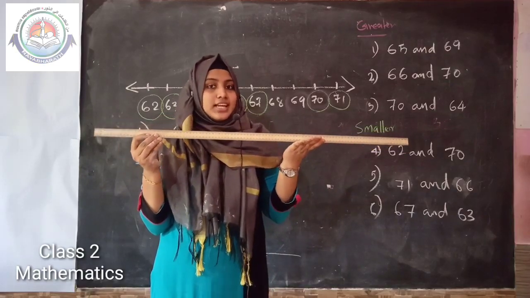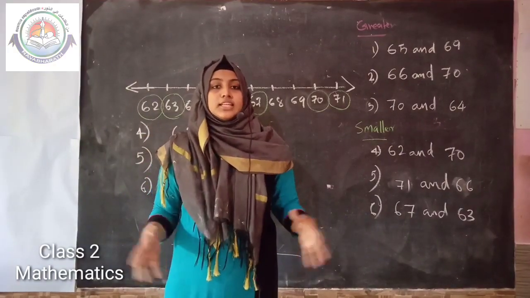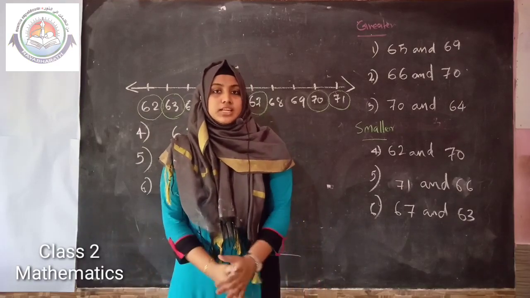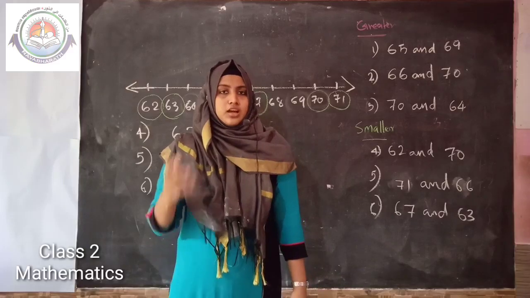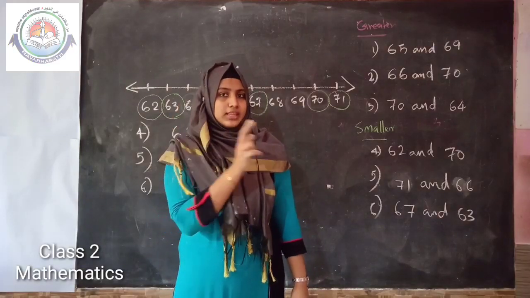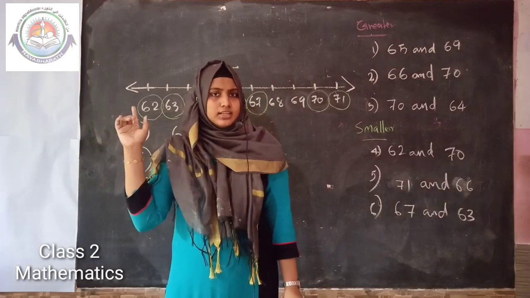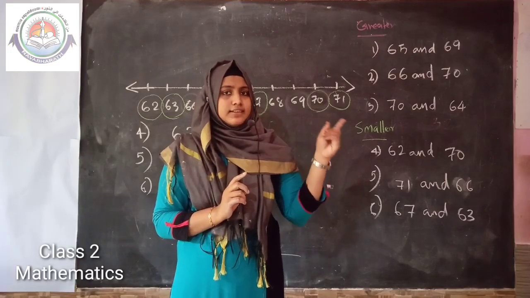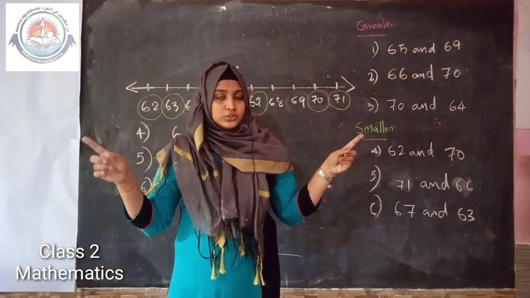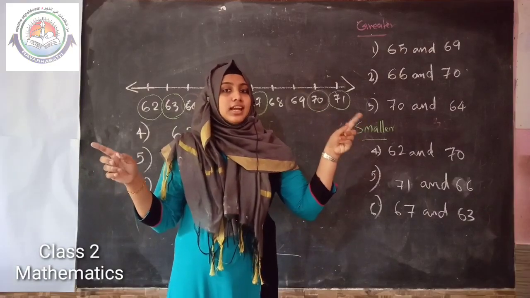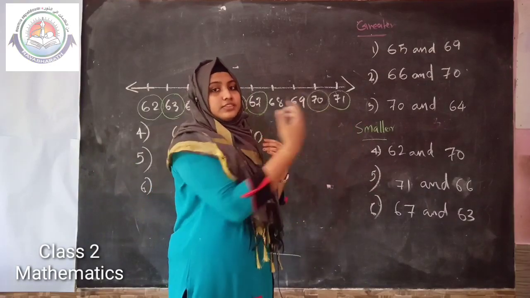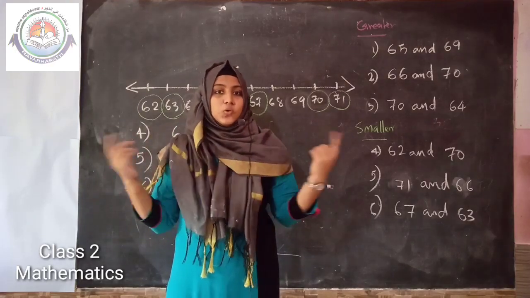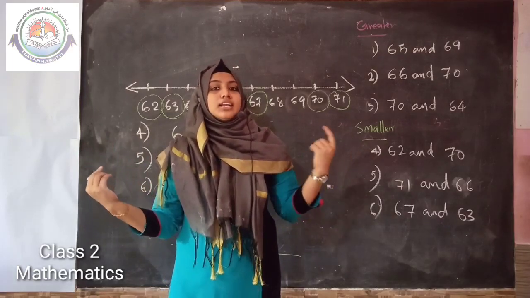So 32 is greater. I will ask you one more question: which is smaller, 18 or 12? We know if we draw a number line starting from 10, then 11, 12, 13, 14, 15, 16, 17, 18. So 12 is here and 18 is here on the right side of the number line, and 12 is on the left side. So 12 is smaller than 18.